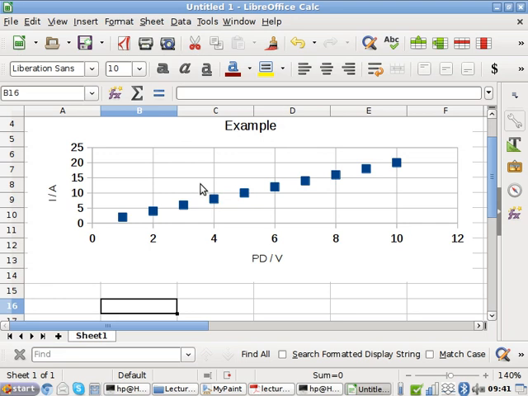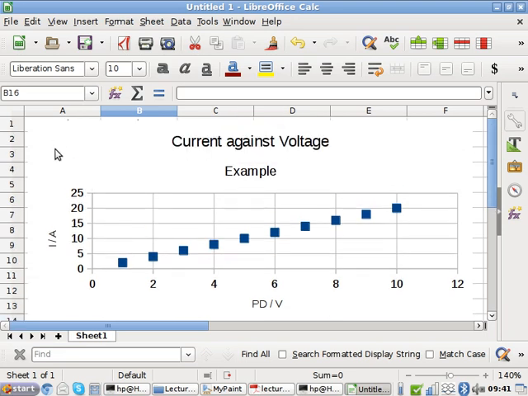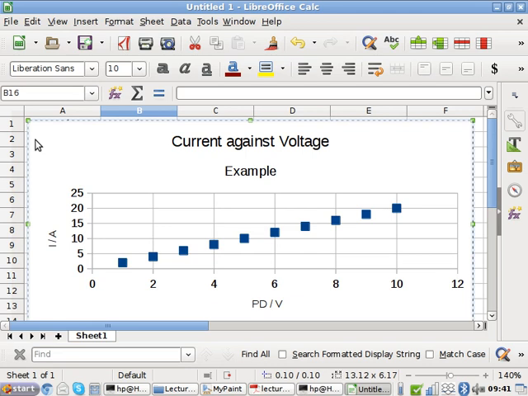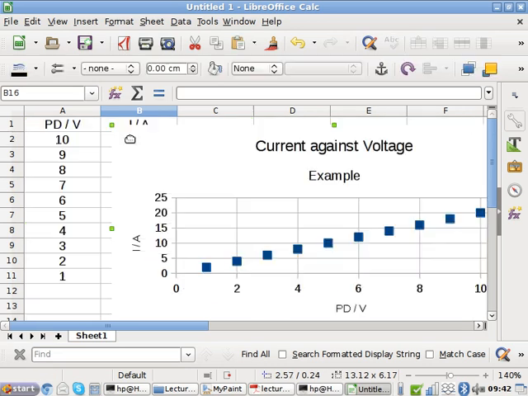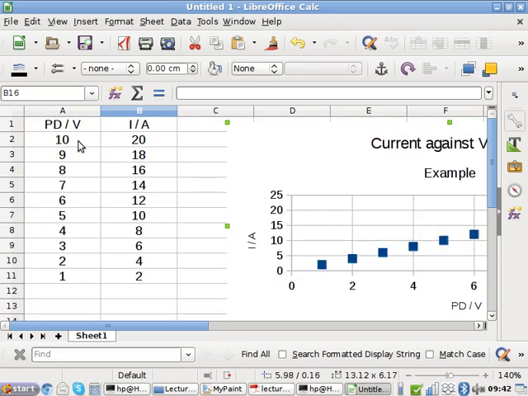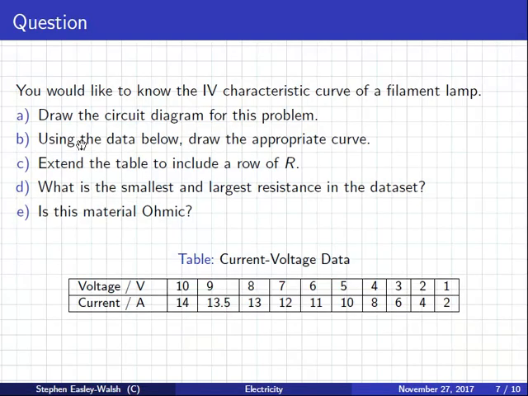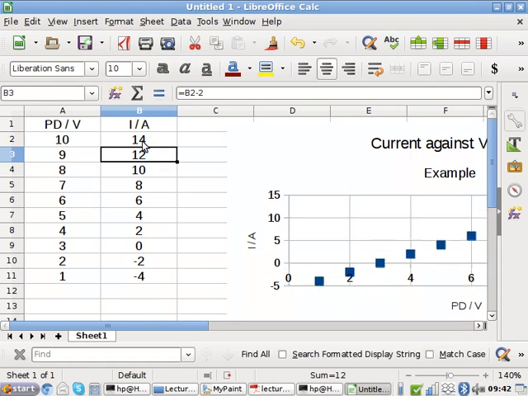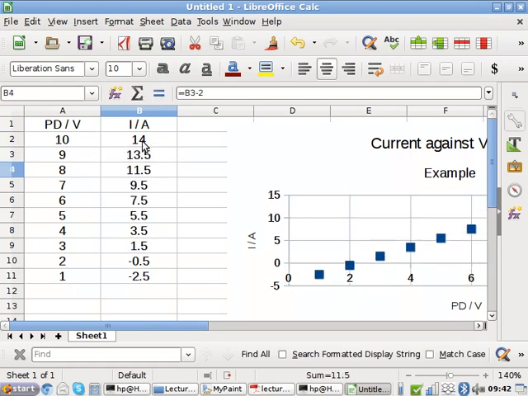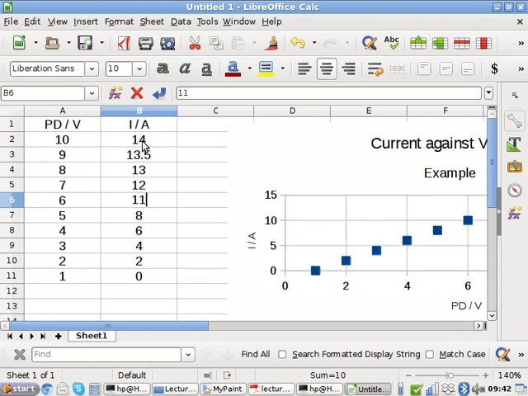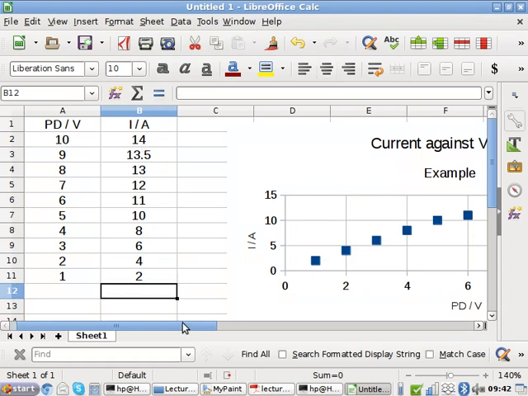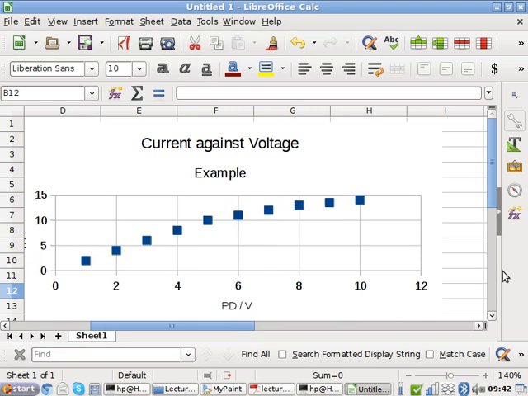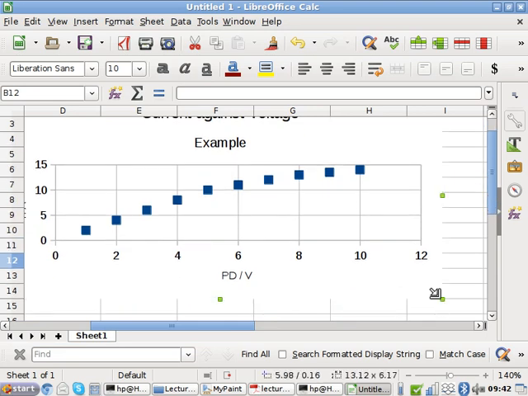So my voltage still goes from 10 to 1. But what's my current? Firstly? Four, 2 like this. Okay. Now I'll try and make that graph a little bit bigger to help you see.